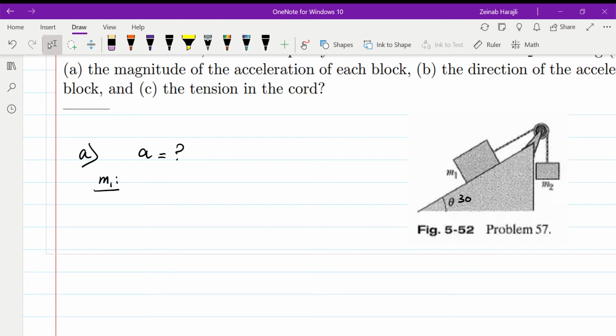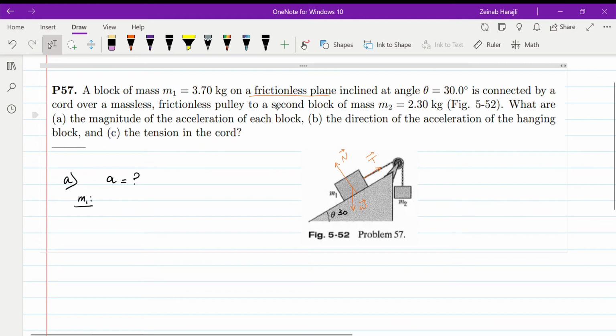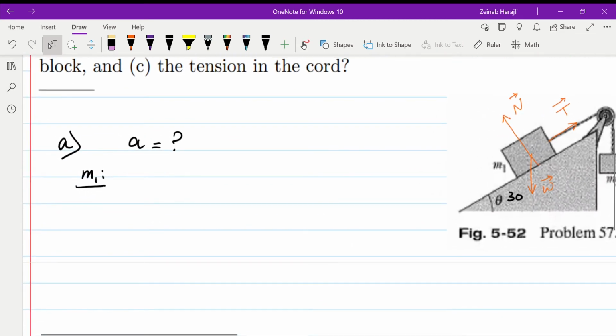So the forces acting on M1, first of all, are the weight, which is downwards, the normal, which is perpendicular to the surface, and the tension here applied by the cord to which the box is connected. Now we are told that we have a frictionless plane, so I will not consider any friction. So these are the forces we have. We can apply Newton's second law.